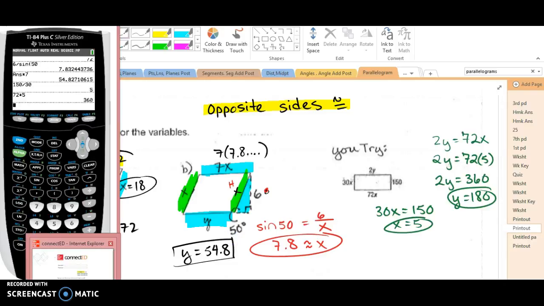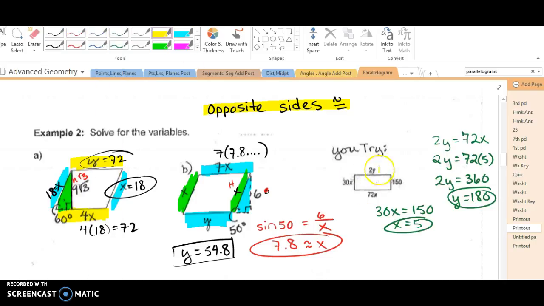Okay, so we used our opposite sides congruent. Oops. 2y equaled 72x. I noticed right off the bat, but that was using two variables, so I went for 30 equals 150, or x equals 5. And then once I knew x equaled 5, I plugged that in for my x, and I was able to solve for y to be 180.